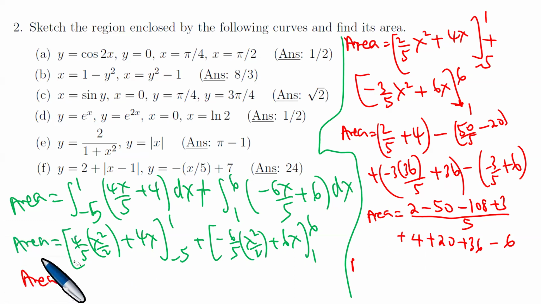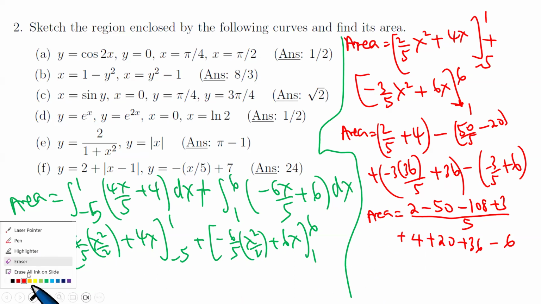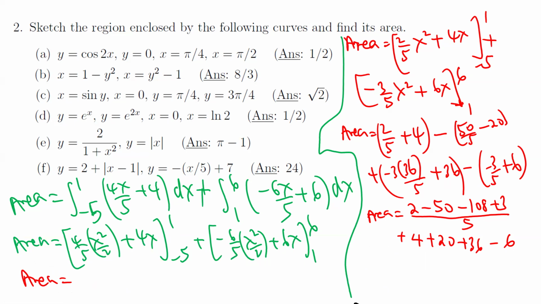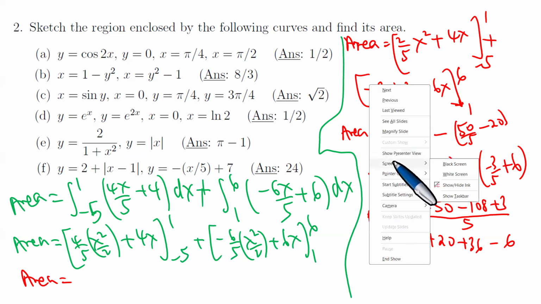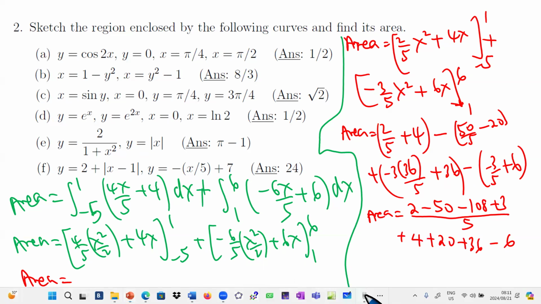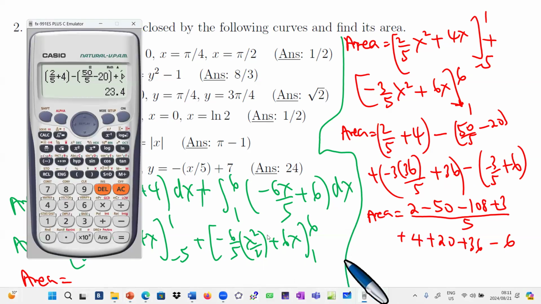Okay, we check this out. Let us deal with the top. Let us check here. Trying to see what we're going to get. So in the top, it's going to be 2 minus 50 minus 108 plus 3, which is minus 153.